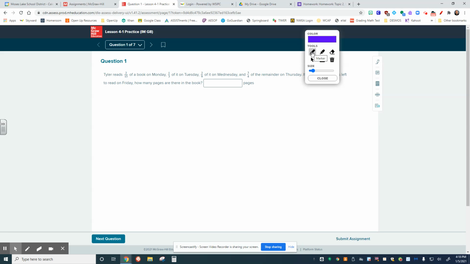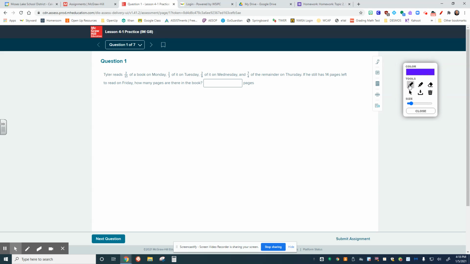Tyler reads 2/5 of a book on Monday, 1/3 of it on Tuesday, 2/9 of it on Wednesday, and 3/4 of the remainder on Thursday. If he still has 14 pages left to read on Friday, how many pages are there in the book?